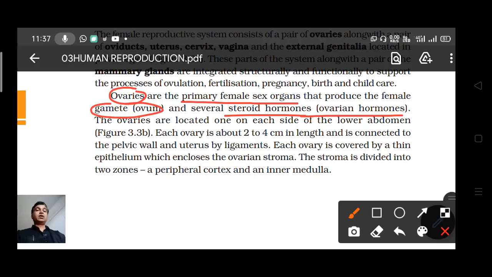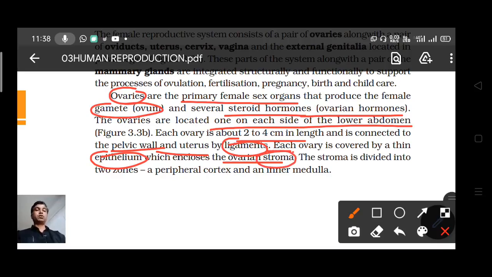The ovaries are located one on each side, in the lower abdominal region, in the abdominal cavity only. Each ovary is about 2 to 4 centimeters in length, connected to the pelvic wall and uterus by ligaments. The ovary is attached to the uterus by the uterine ligament, and the broad ligaments are there. Each ovary is covered by a thin epithelium, which encloses the ovarian stroma. Now, the internal structure of the ovary. Each ovary is covered by the germinal epithelium. Just below the germinal epithelium, the tunica albuginea is there, and the internal structure is called the stroma.